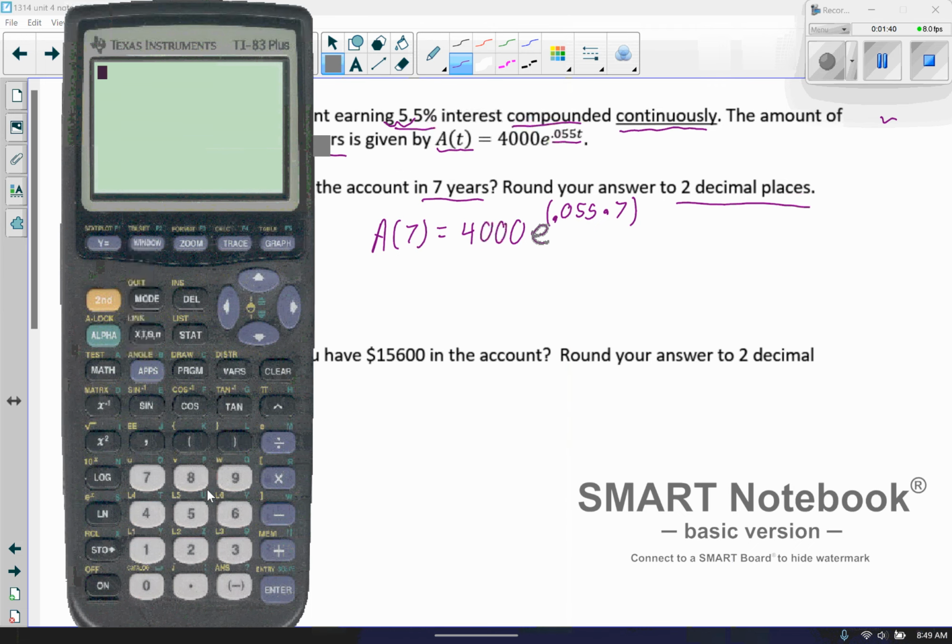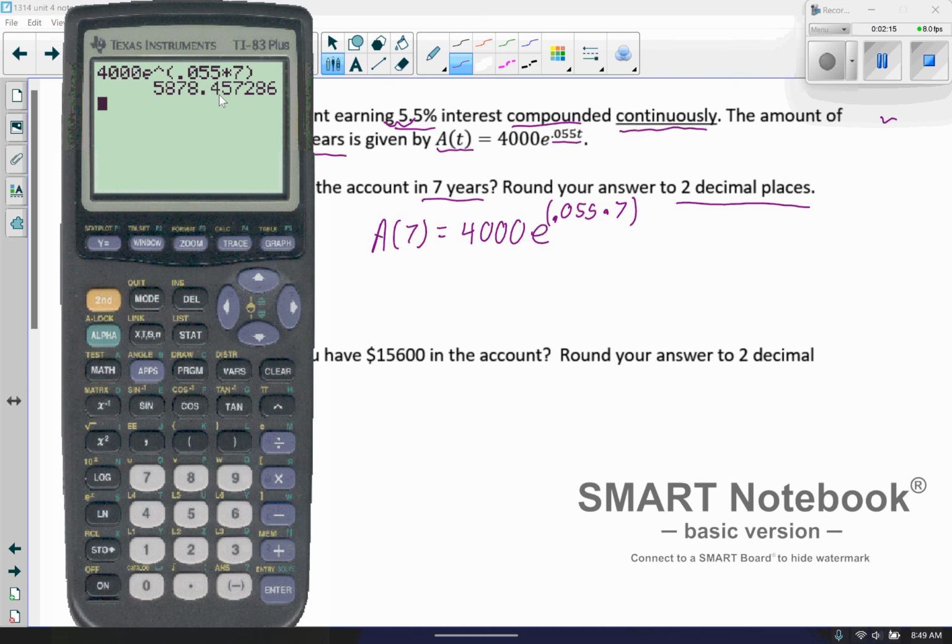The scientific calculator shouldn't be too different from the one I'm going to be using. So here we are. I need to plug in the 4,000. Then if I press second and this LN button next to 4, it'll give me e to the power of. So we'll type in 0.055 times 7 and then close that. I'm thinking it'll be worth probably around 6,000 something. Oh, I was close, but a little less than that. So $5,878, and that would round to about 46 cents.